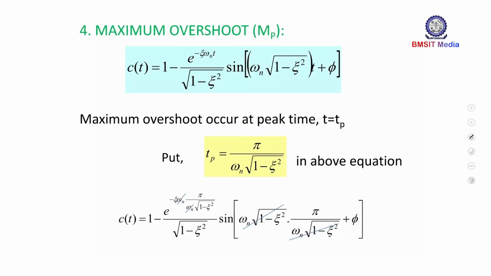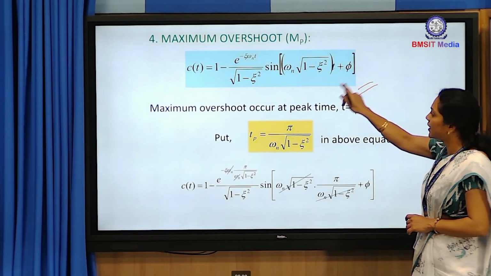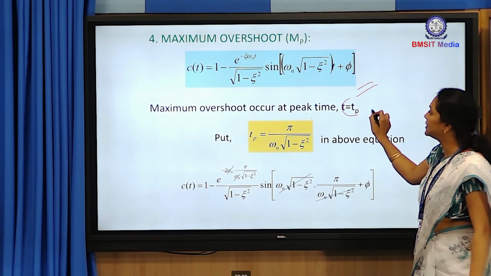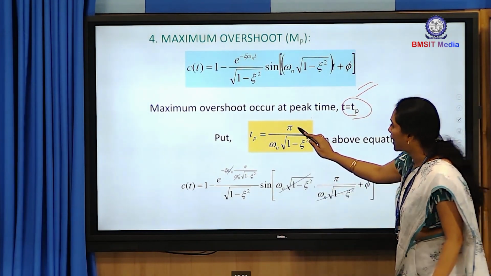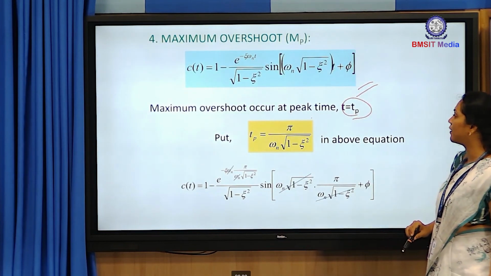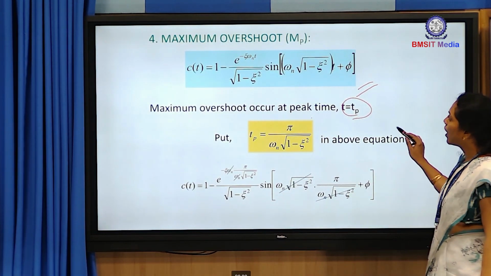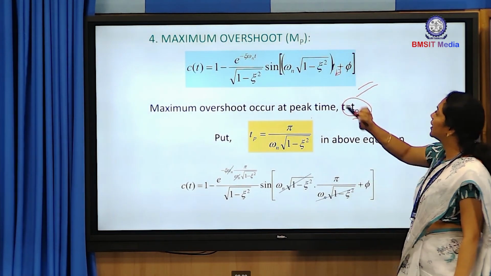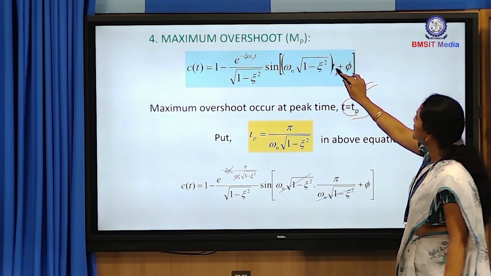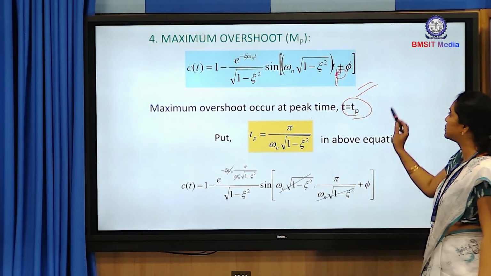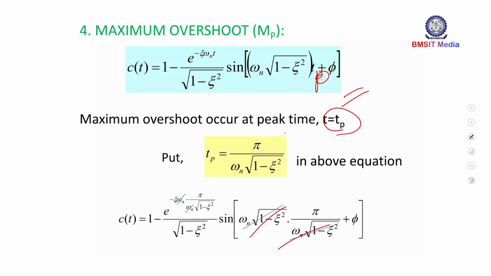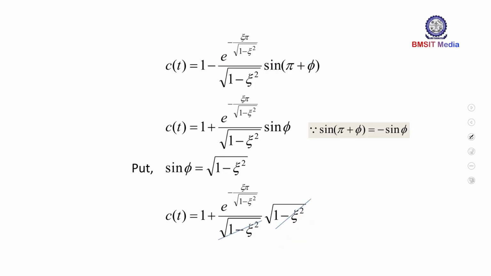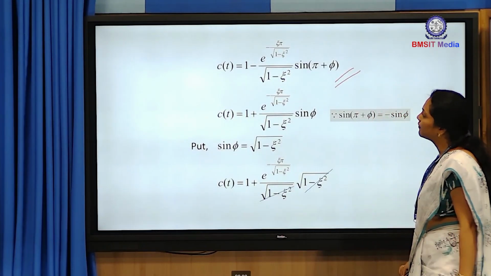Next one is the maximum overshoot Mp. This maximum overshoot occurs at the peak time t equivalent to Tp. So I know the value of Tp, which is pi divided by omega n into root of 1 minus zeta square. I will substitute that value of Tp at this particular point. So when I substitute, this and this get cancelled. After cancelling, this is the term that I will be getting.